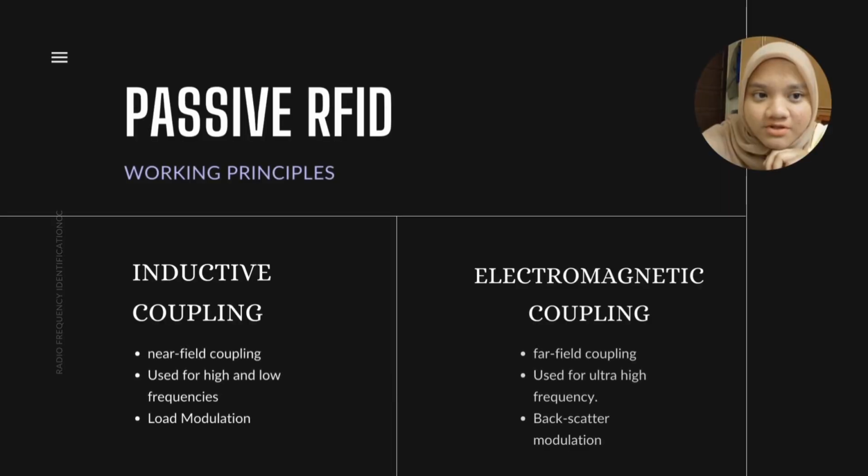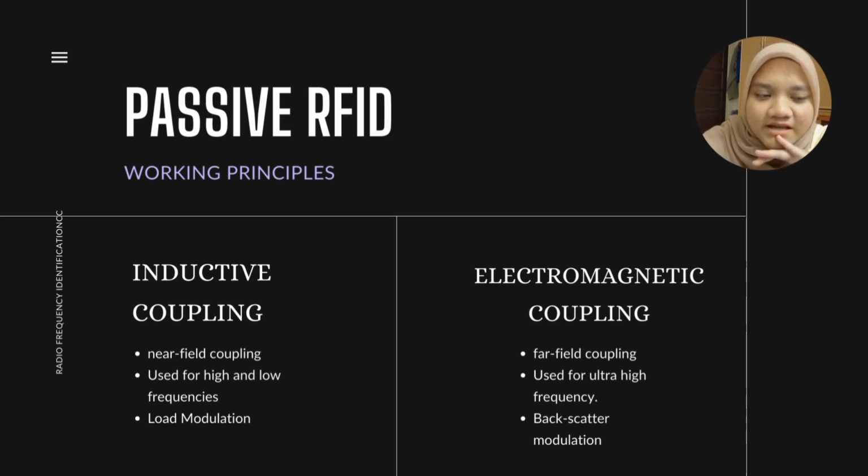The working principle of passive tags depends upon the frequency of operation. For high and low frequencies, the working principle is based on inductive coupling, also known as near-field coupling. As the reading range is short, the reader and tag are placed close to each other, so the radio wave from the reader can be detected by the antenna of the tag. The frequency transmitted from the reader will be the same as the signal of the feedback from the tag.